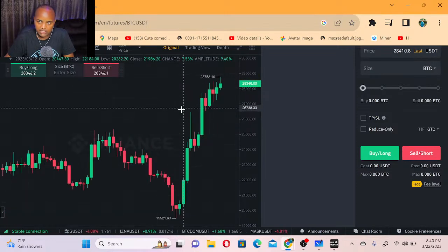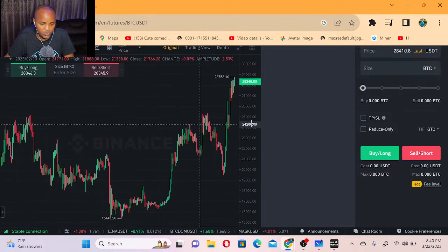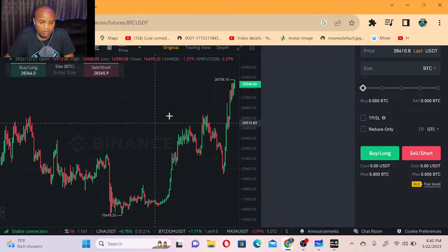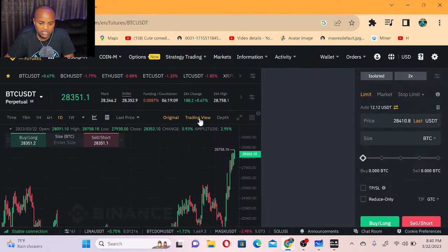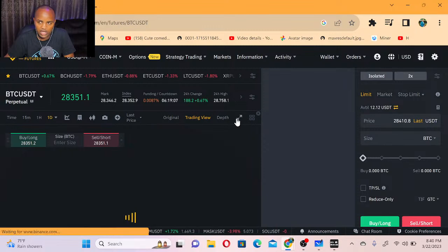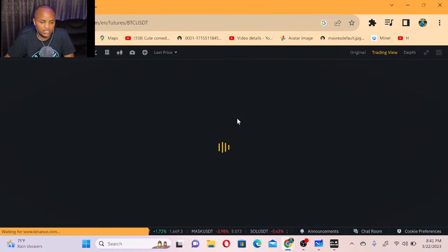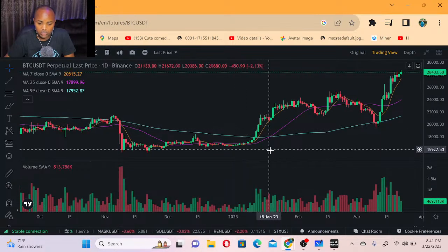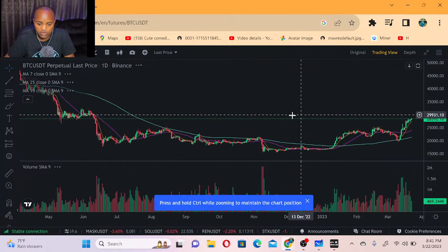in this case, you can do your analysis to know where the trend is going. Remember, Binance has a trading view like this, so I'm going to click trading view, and then you can even expand this so that you can do your analysis. Remember, you have to do your analysis very well before you enter into a trade. You cannot just enter a trade just like that. At least you have to do something like technical analysis. You can do some fundamental analysis right over here before you buy.